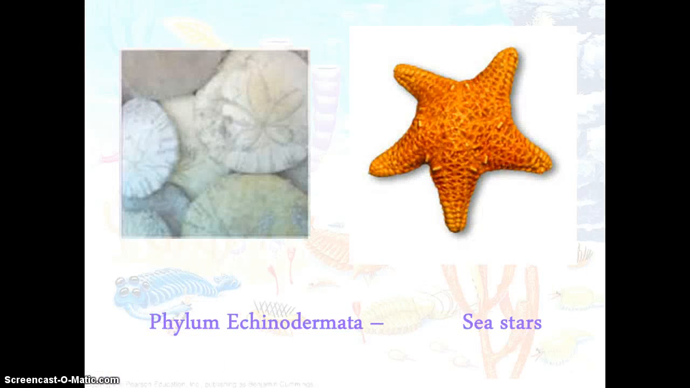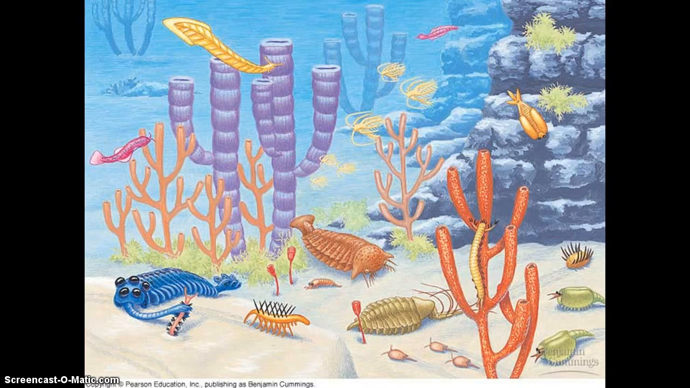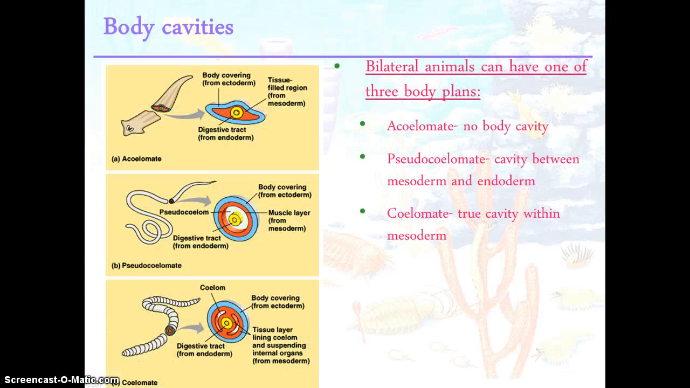And then you have your echinoderms, which is where your sea stars are going to fall as far as the phylum they belong in. All right, so that was a brief look at the phylum of each invertebrate, the name of their phylum and the types of invertebrates that belong in those phyla.